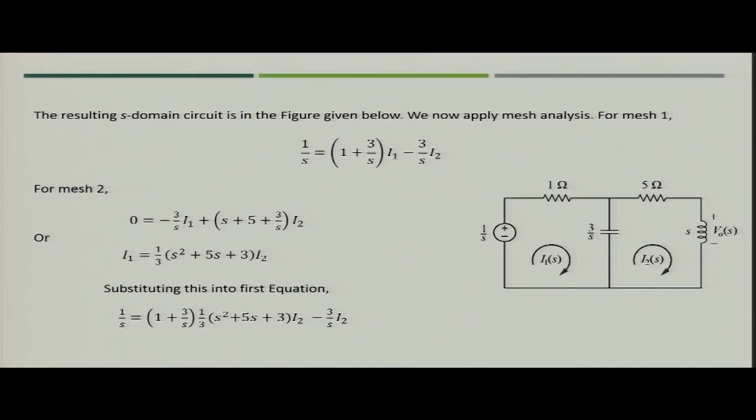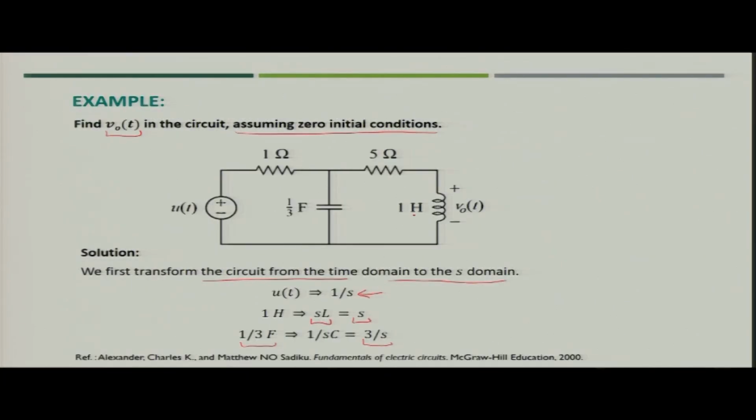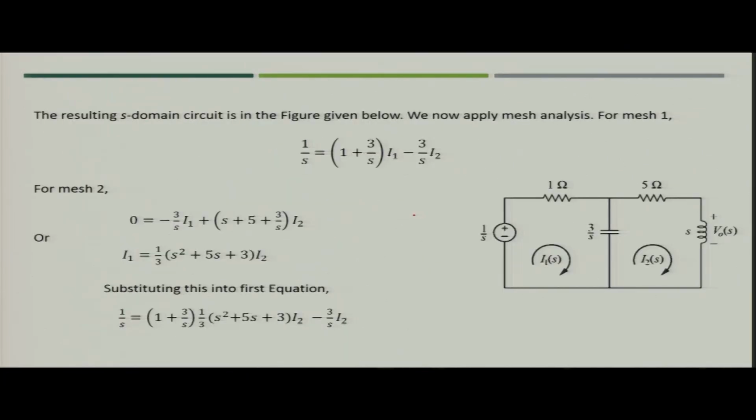We can represent this circuit in S domain now. So, the source will now become 1 by S. There will be no change in the resistances, so these will remain same. Capacitor has now become 3 by S and inductor has become S, and we need to find out first the voltage across inductor in S domain, and then we will convert it into time domain.